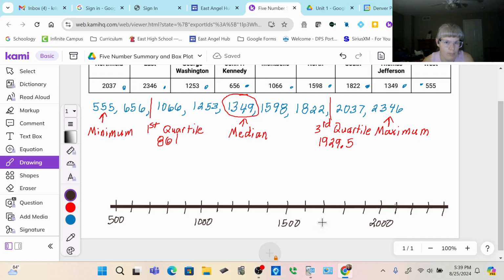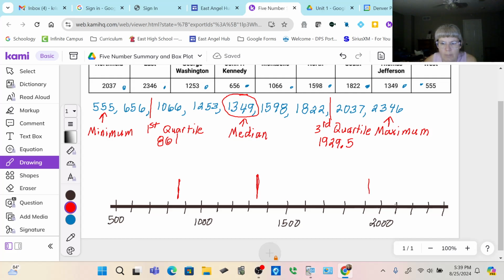And I'm going to start by marking the approximate location of my median. So the median is at 1,349, so that's pretty close to 1,350. So 1,100, 1,200, so about here is my median. Then I'm going to mark the quartiles. We have one at 861, so 500, 600, 700, 800, and I'm going to mark another line. This is for my first quartile, and then I'm going to do the same thing for my third quartile.